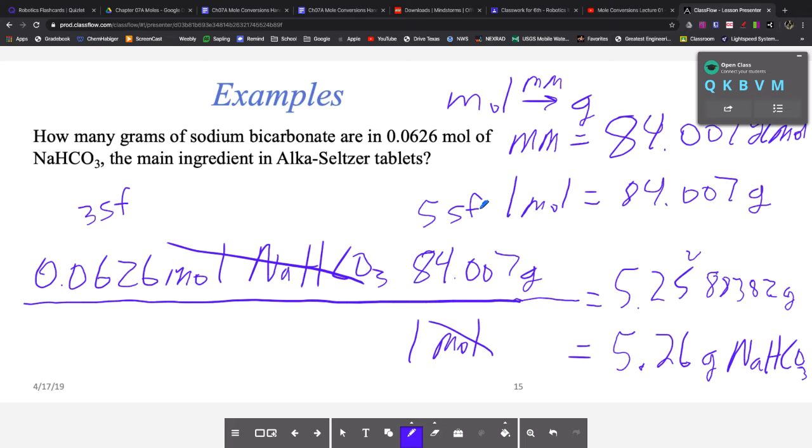We start at the left, count over 3. We're rounding at that 5. The next number is an 8, which is greater than 5. So that 5 rounds up to a 6. And so our final answer is 5.26 grams of sodium bicarbonate.